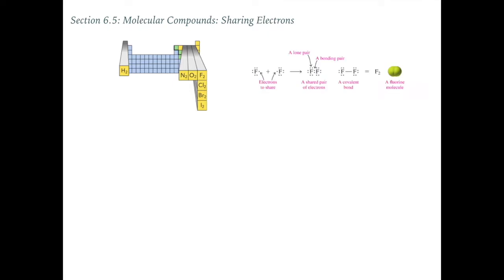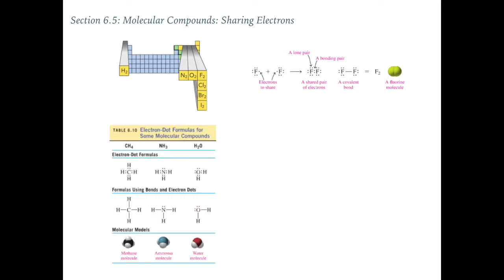For example, fluorine is going to share electrons. There are two fluorines and they share electrons together to form a covalent bond. Okay, and that creates a fluorine molecule. Other examples include CH4, carbon sharing electrons with hydrogen. Okay, NH3, nitrogen sharing electrons with hydrogen, and water.